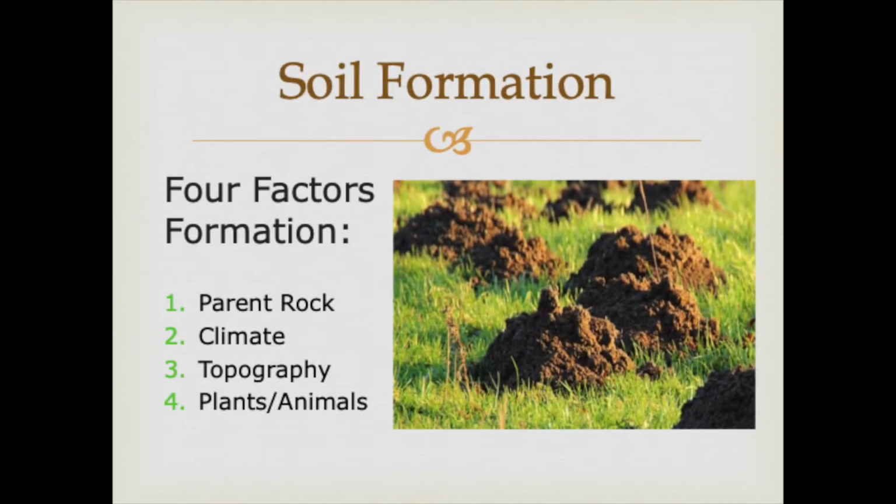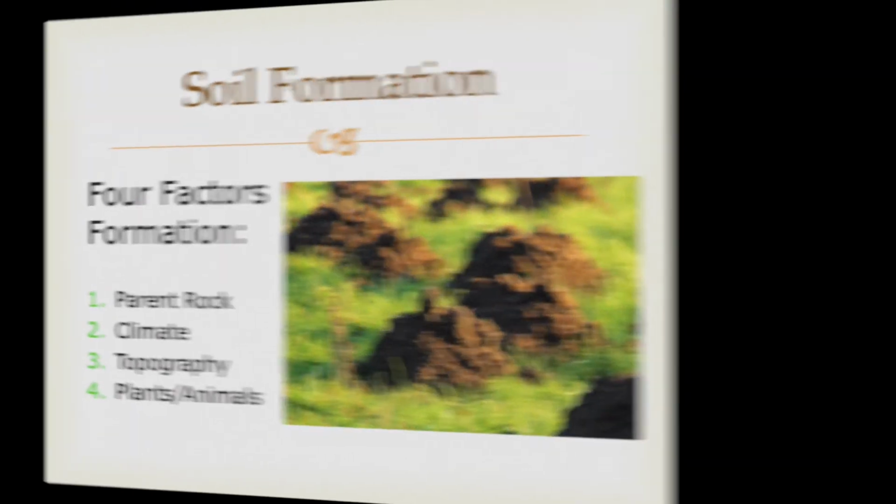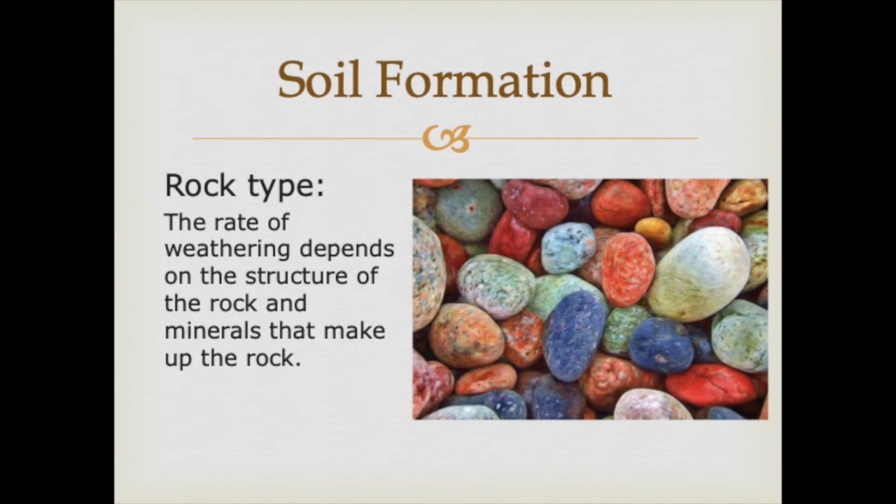So there's 4 factors for formation. 1, the parent rock. 2, the climate. 3, the topography. And finally 4, the plants and animals within that environment. The rate of weathering depends on the structure of the rocks and minerals that make up the rock. In other words, how fast the soil forms depends on what the soil is being made from.